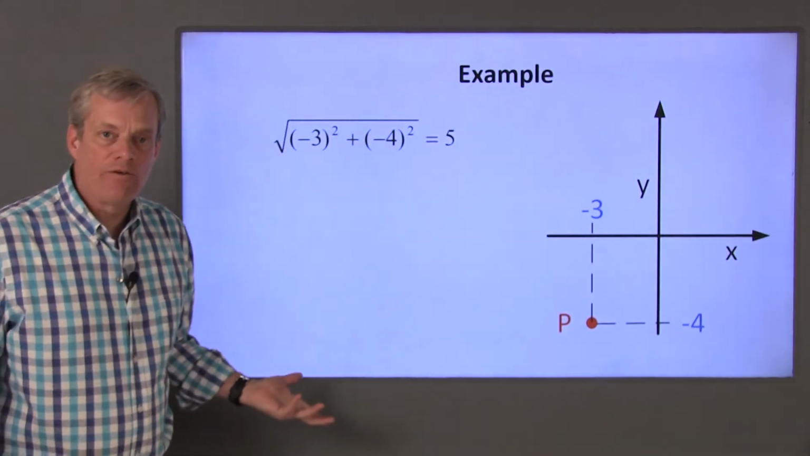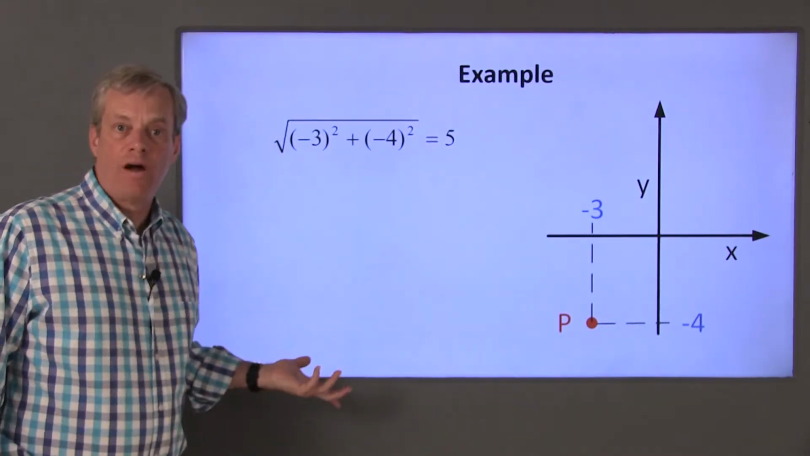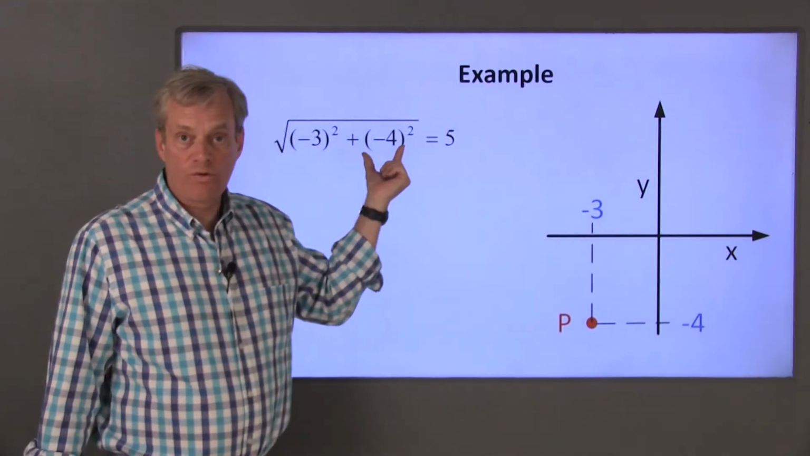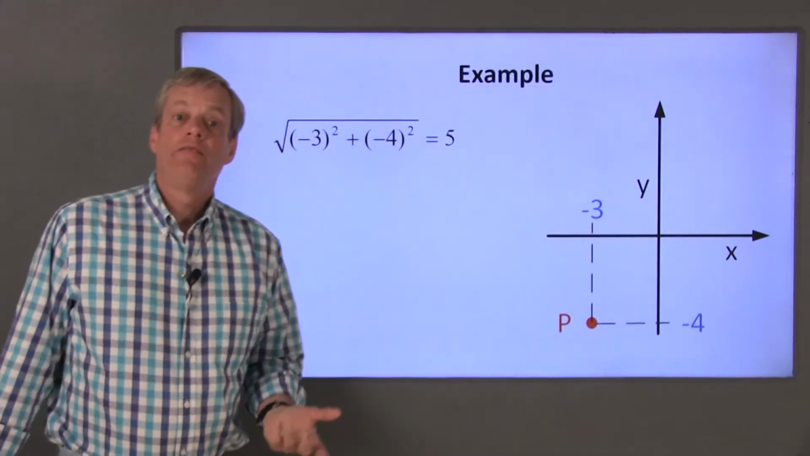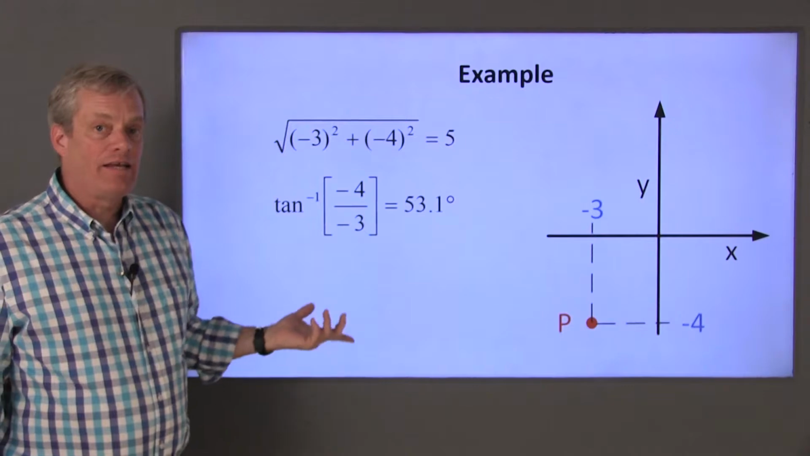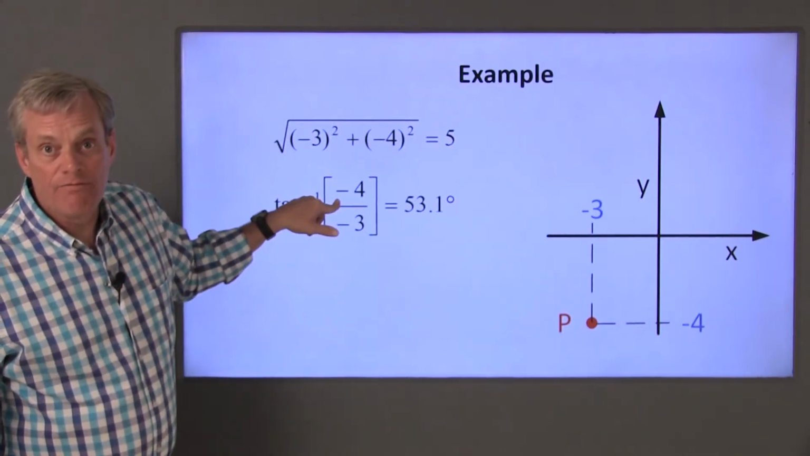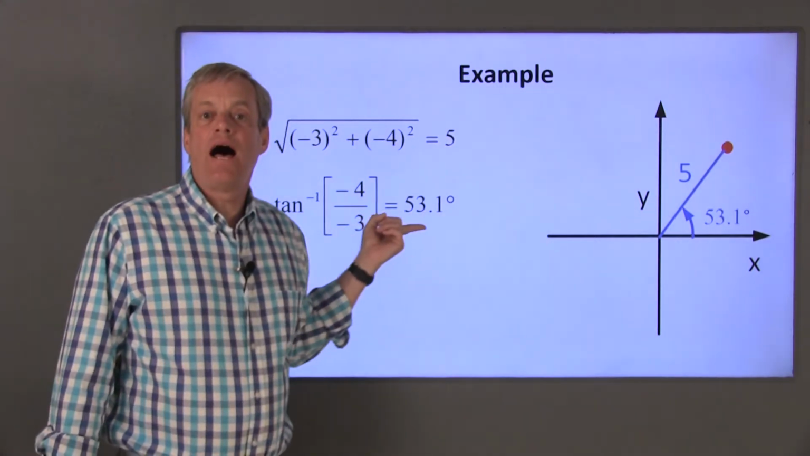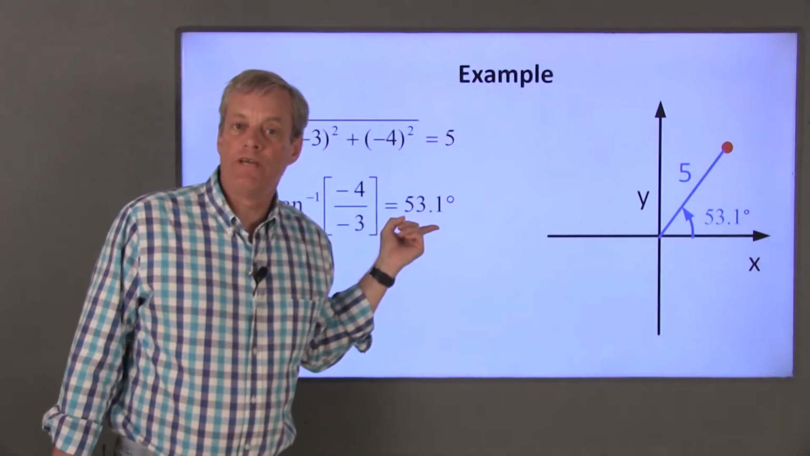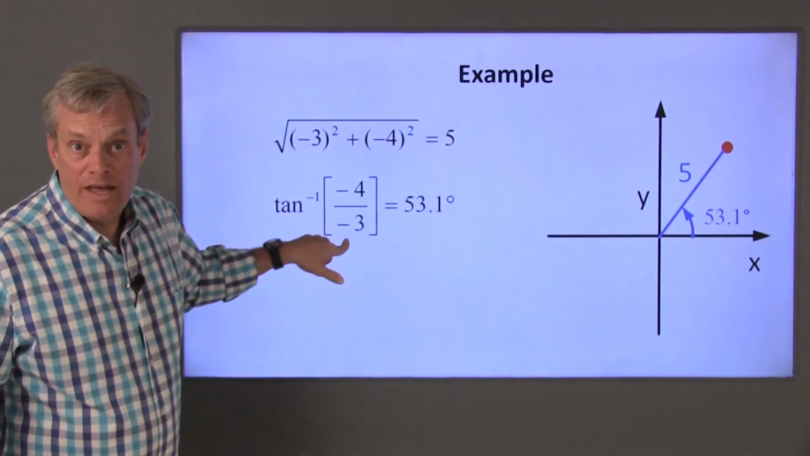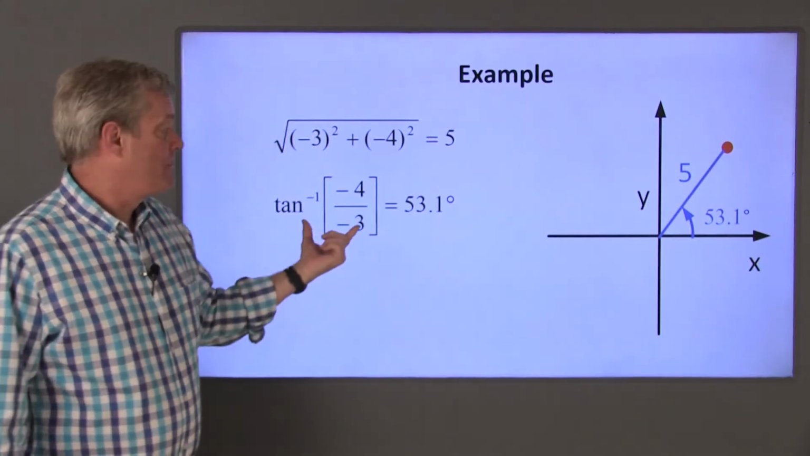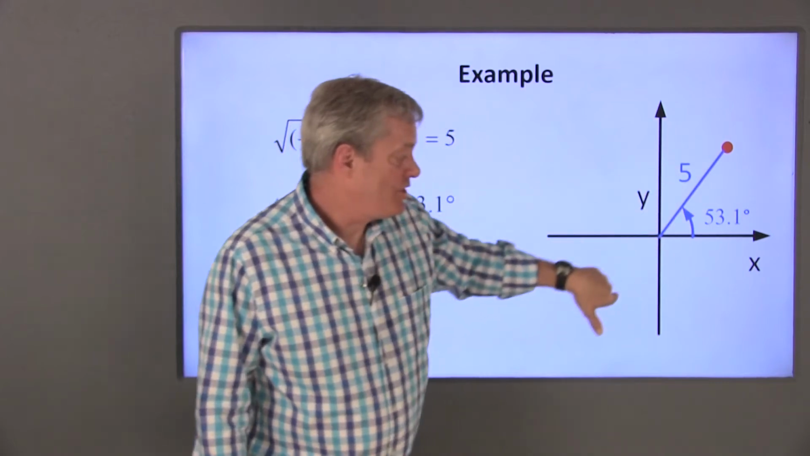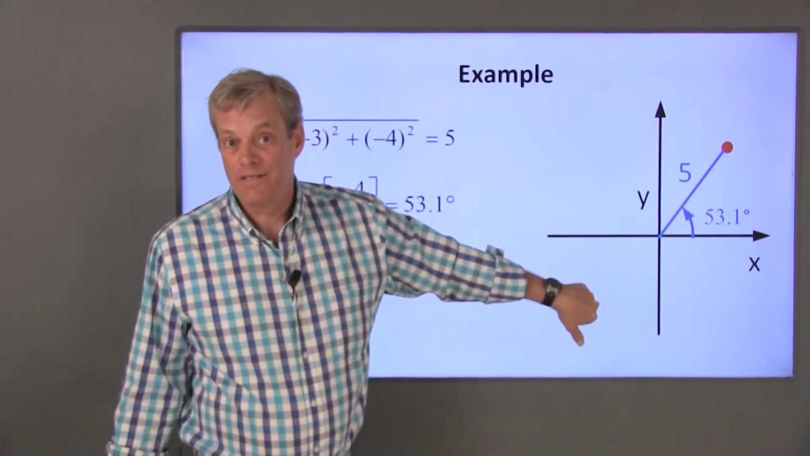I'll use the Pythagorean theorem to figure out P sub r. The square root of -3 squared plus -4 squared is 5. The angle, P theta, is the arctangent of -4 divided by -3. My calculator gives me positive 53.1 degrees. Because a negative number divided by a negative number is positive, this places the point in the first quadrant. The point P should be in the third quadrant down here.